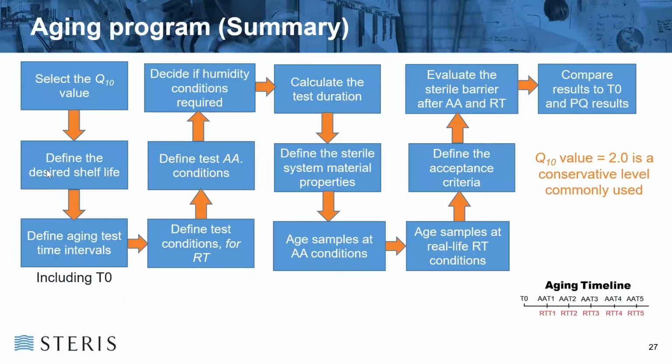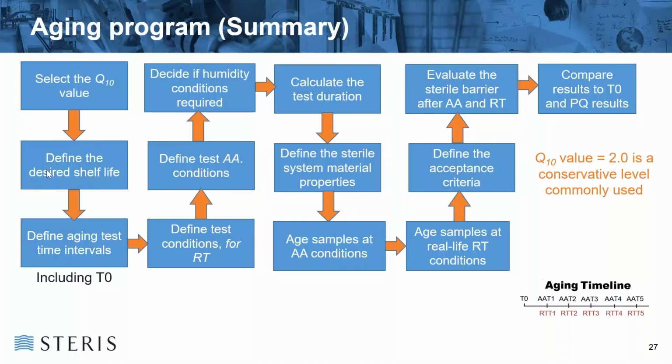Next step, you're going to define the test conditions for real-time aging, and you're going to define the test conditions for accelerated aging. You're going to decide if humidity conditions are required, again, based on your knowledge of the materials, whether there's any hydrolysis that might happen, whether there's any corrosion that can happen to your device. Choosing a realistic level of humidity is recommended. You're then going to use that Arrhenius equation to calculate the test duration for your accelerated aging. You're going to define the sterile system material properties. So again, those material properties are going to help determine humidity conditions, what appropriate temperatures are, things like that.